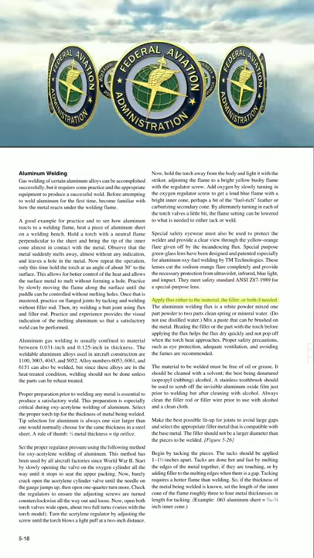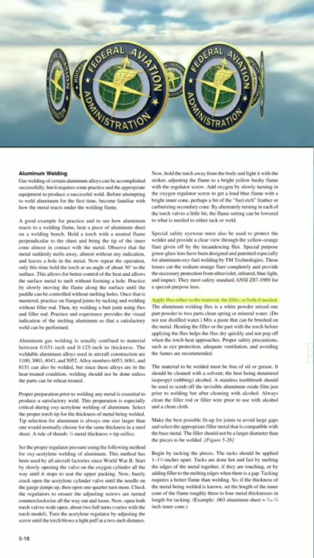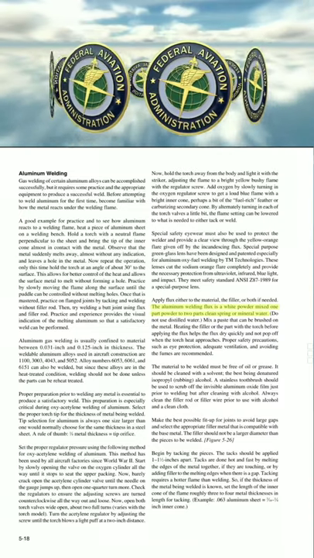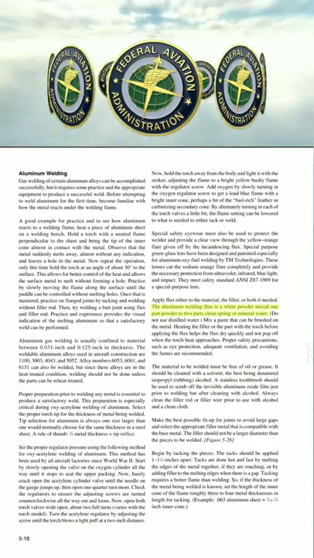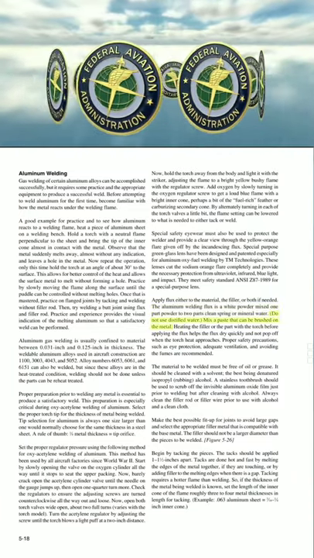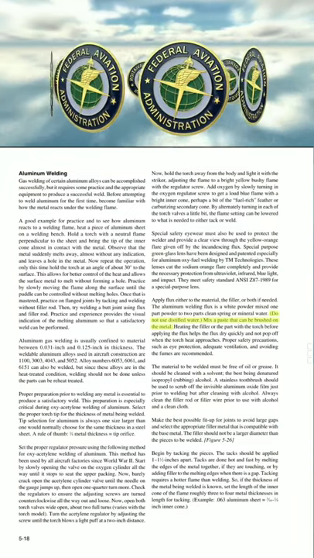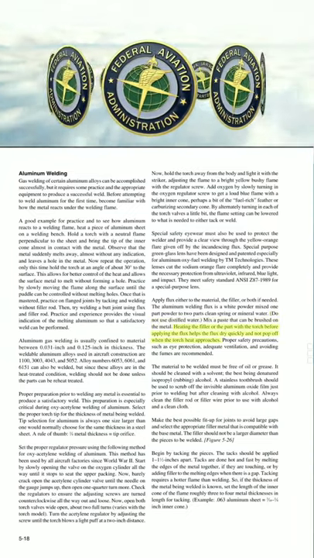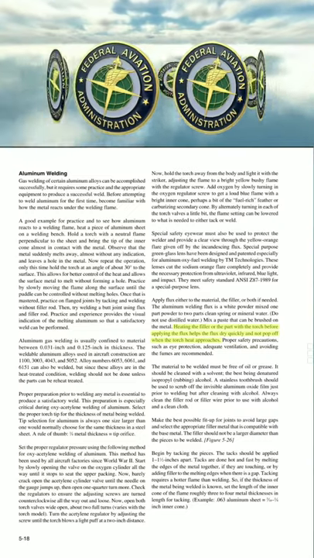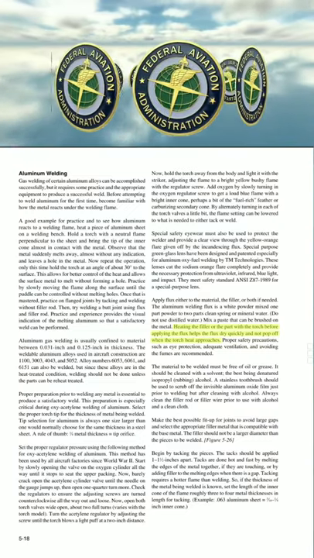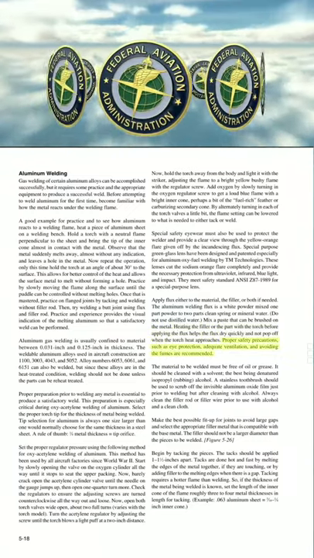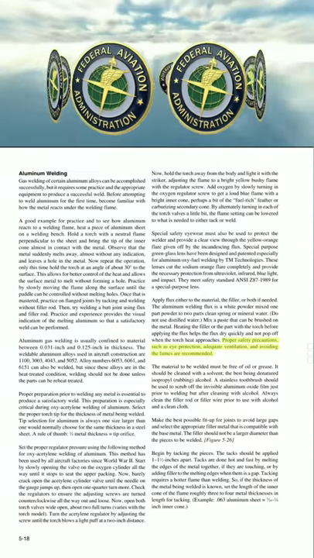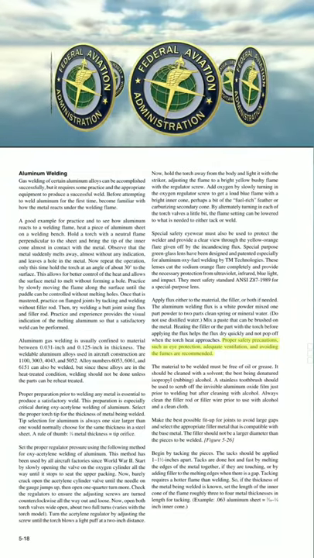Apply flux either to the material, the filler, or both if needed. The aluminum welding flux is a white powder mixed 1 part powder to 2 parts clean spring or mineral water. Do not use distilled water. Mix a paste that can be brushed on the metal. Heating the filler or the part with the torch before applying the flux helps the flux dry quickly and not pop off when the torch heat approaches. Proper safety precautions, such as eye protection, adequate ventilation, and avoiding the fumes are recommended.